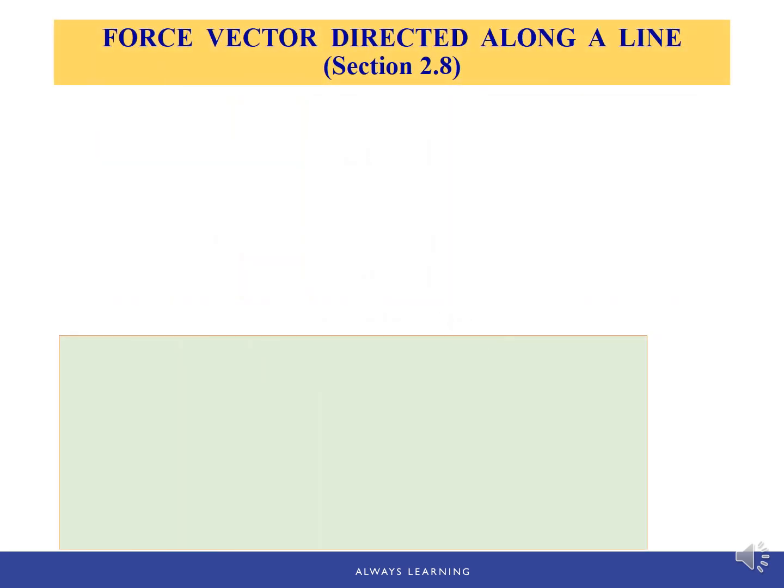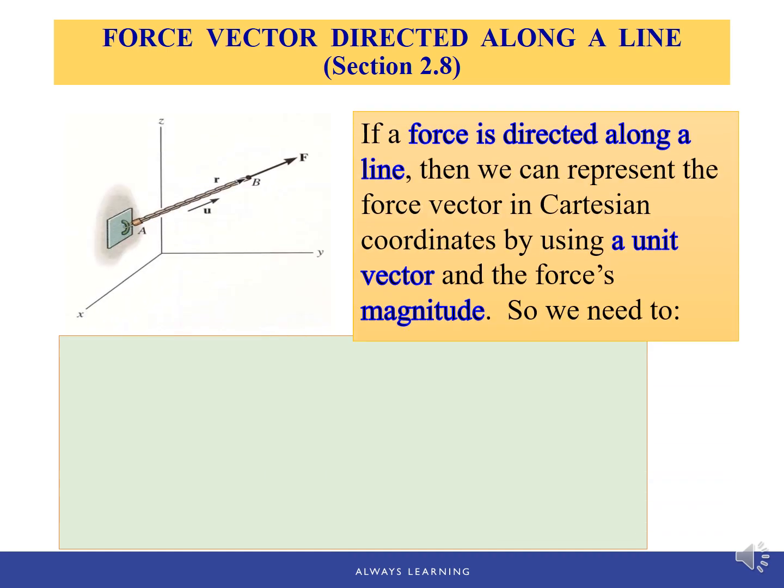In this lecture, we're going to review how to write a force in Cartesian vector form if the force is given directed along a line. So here is the overall idea. If a force is directed along a line, like shown on this figure to the left, then we can represent the force vector in Cartesian coordinates by using a unit vector and the force's magnitude.